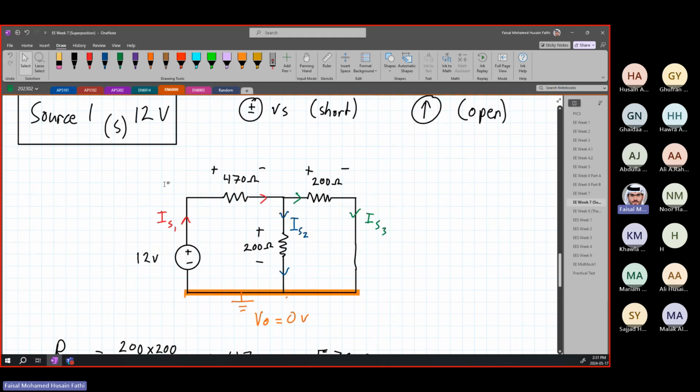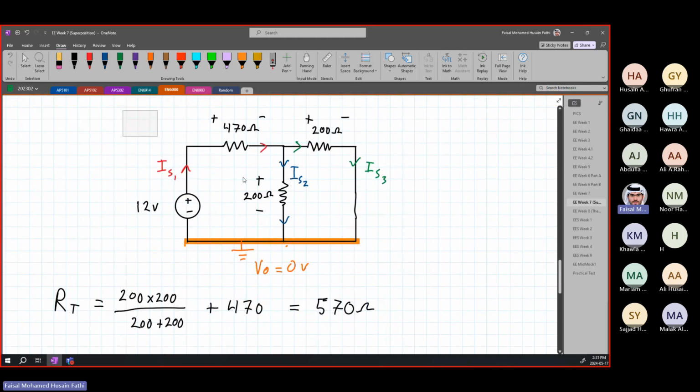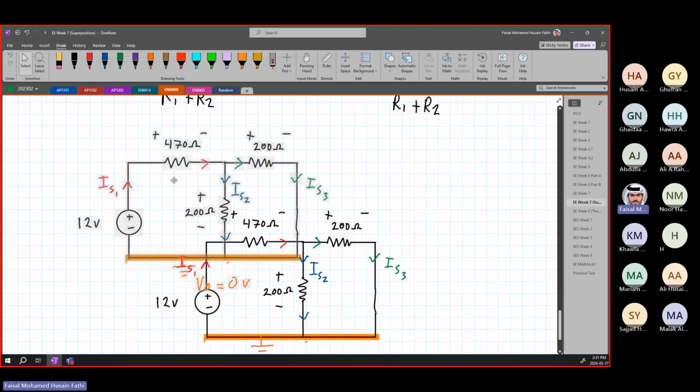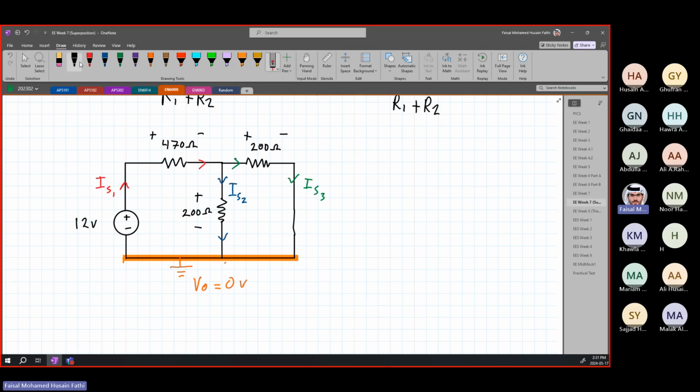In our circuit here, we can apply the current divider rule in the exact same way, because if you notice here, we have a current IS2, we have our I total, and remember, these two are in parallel.